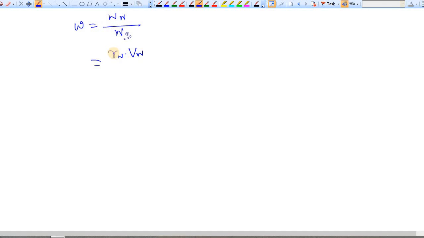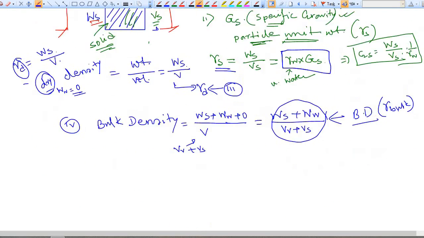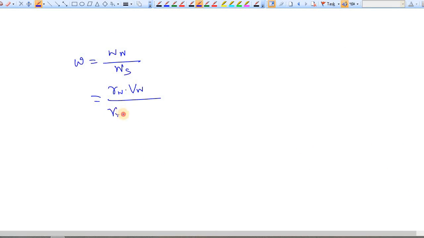Okay, so weight is simply unit weight times volume. Similarly, we can write the weight of solid as the unit weight of solid particle, that is gamma W into GS, times the volume of solid. Now cancel this, and again VW by VS. What is this? This is volume of water divided by volume of solid.